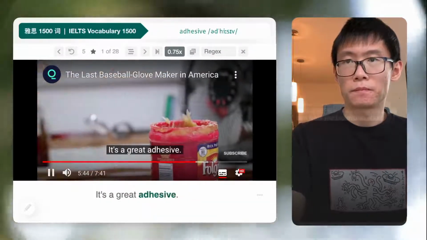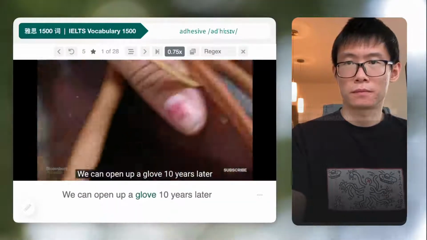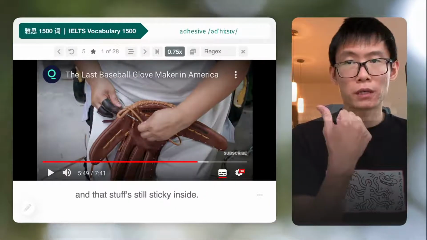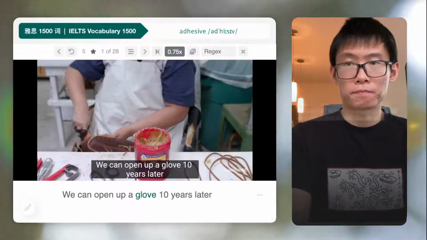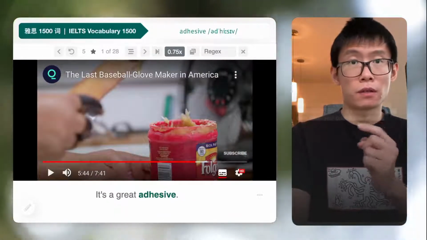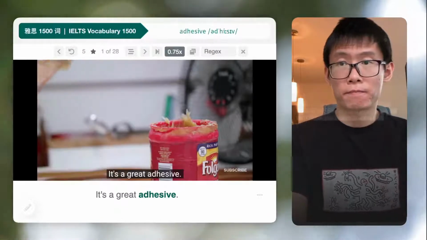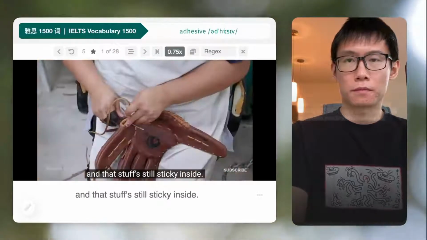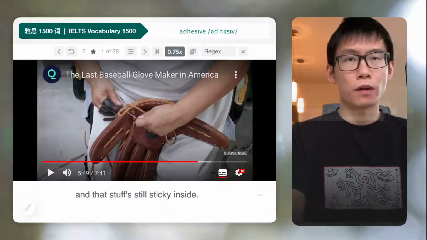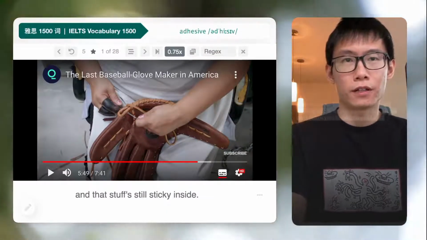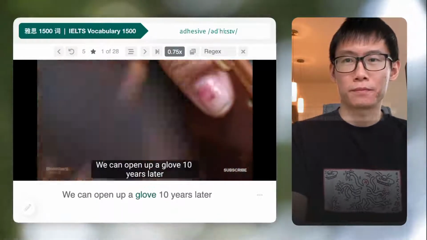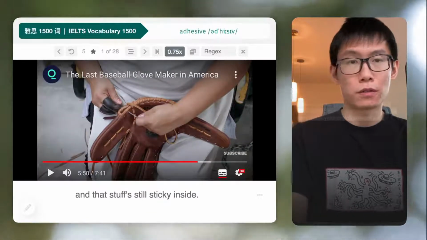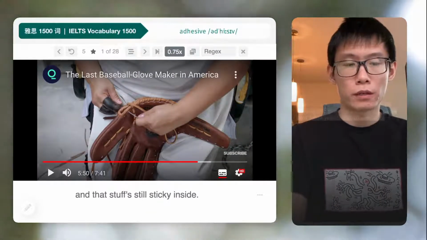Butter. It's a great adhesive. We can open up a glove 10 years later and that stuff's still sticky inside. So he's making a baseball glove and he's using this particular adhesive. Yeah, I don't know why I always say adhesive and never adhesive. Right, so he's using this particular adhesive to make a baseball glove.